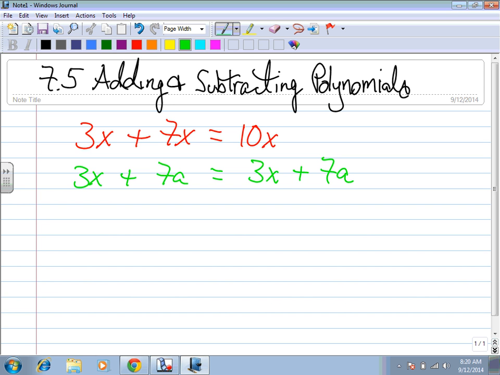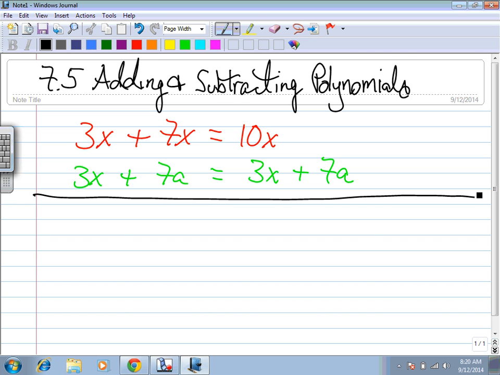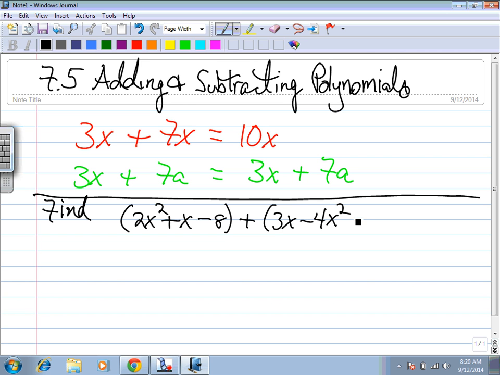The only thing we're doing here is taking something like this, a little bit longer. This is not in your book, so hopefully you're writing all of this down. Here's an example that you will see. It'll say find, and they're going to give you polynomials: 2x squared plus x minus 8 plus 3x minus 4x squared plus 2.